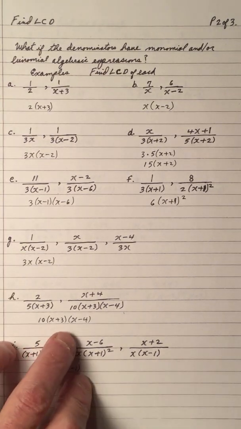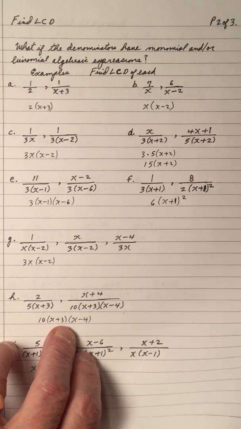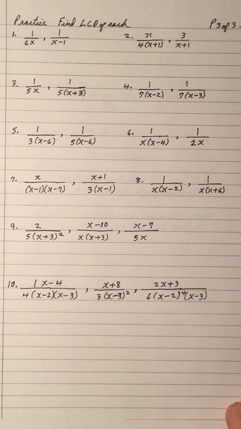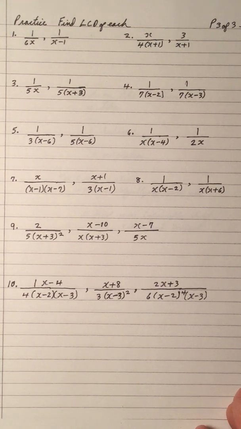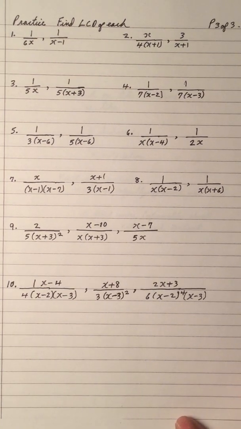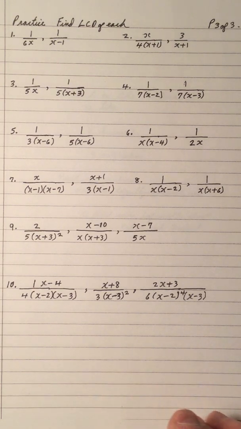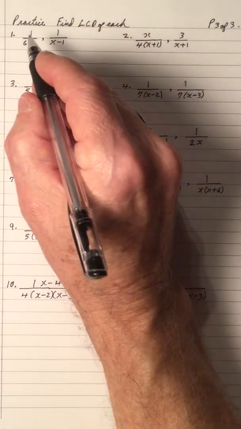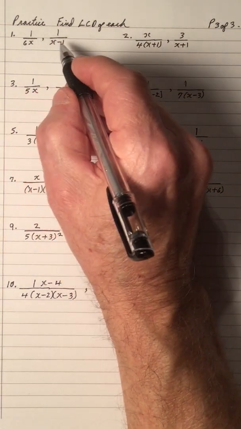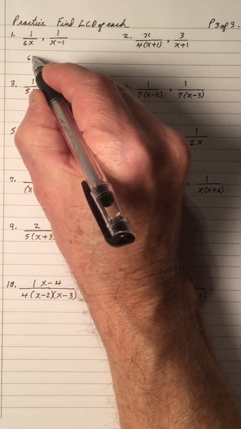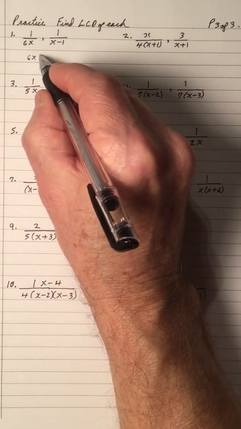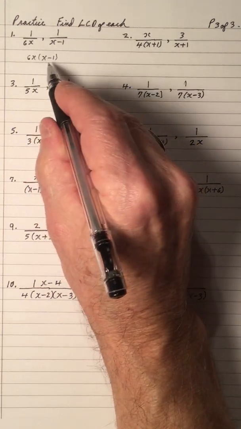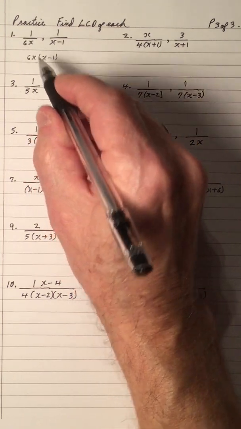So picking out the LCD is easy when you understand what you're doing. You pick out each factor and the highest exponent or power. Remember, every denominator has to be represented by the LCD. Practice, here we go. Number 1, 6x and x minus 1. 6x is in this denominator, and what's in this one that's not here? X minus 1. So 6x times x minus 1 is the LCD.